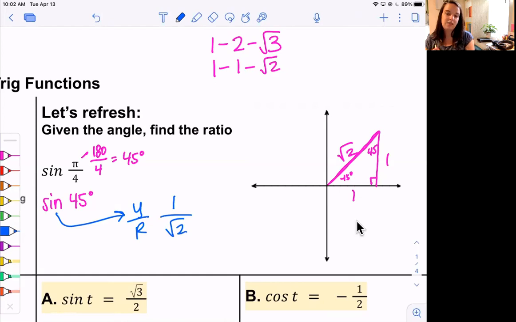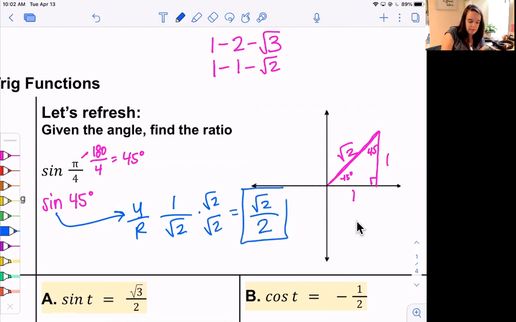It is close to done, but what do I still need to do? Rationalize, absolutely, Devin. Right, I'm going to rationalize, so I'm going to multiply by square root of 2 over square root of 2 on top and bottom. I get square root of 2 over 2 as my answer.